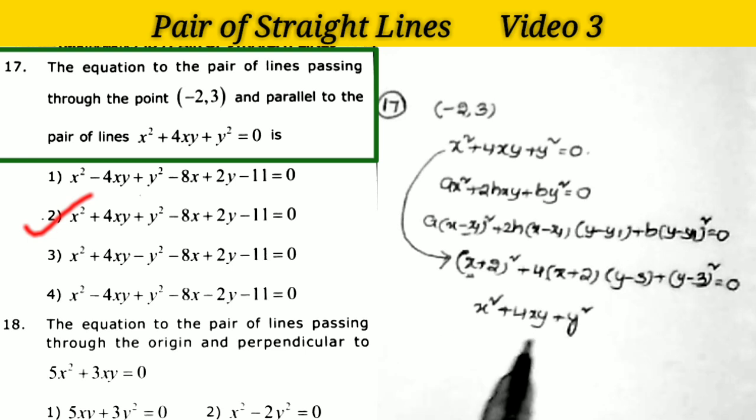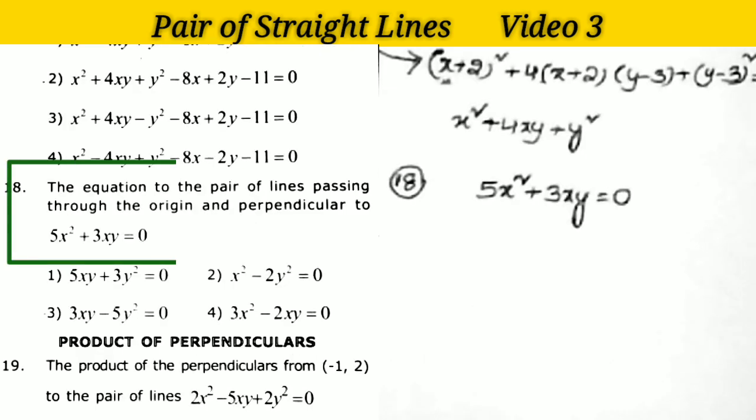Once check the terms here. These terms exist only in the second option. So the second option is the correct answer. Without doing the complete problem, directly we can tell the answer by checking some of the terms in the equation. So these three terms exist only in the second option. That is, the second option is the correct answer.